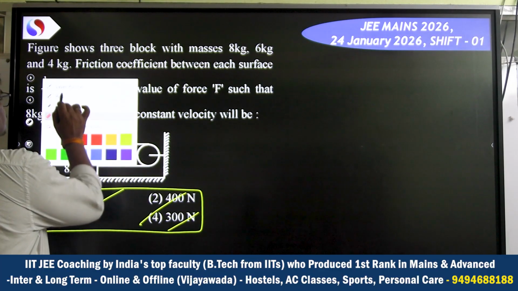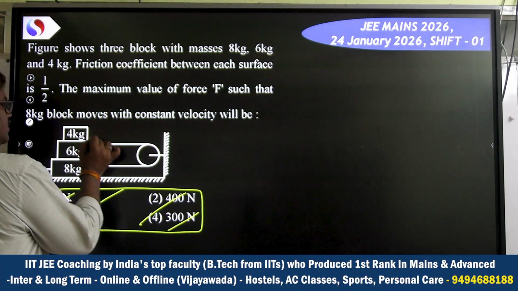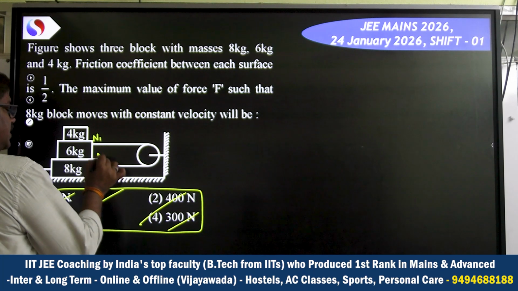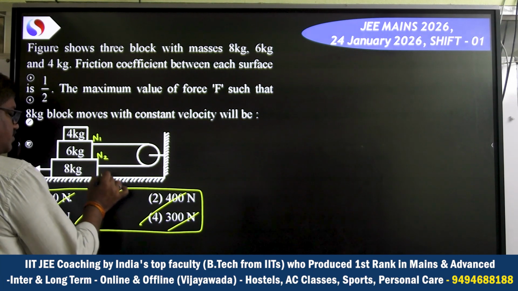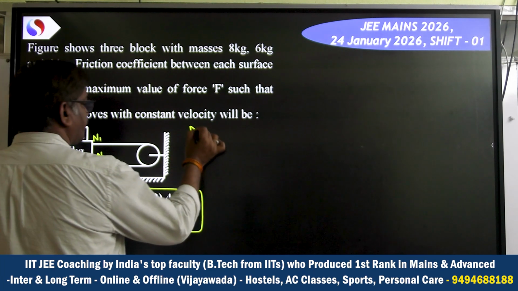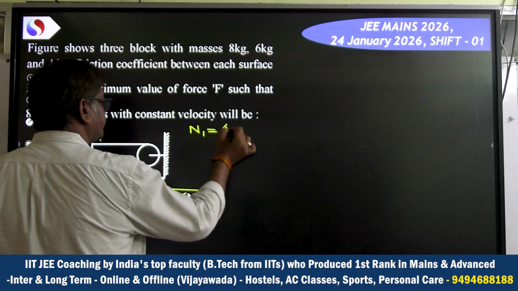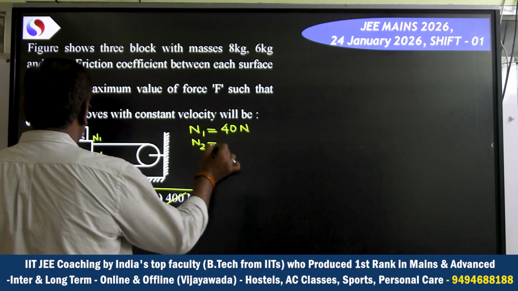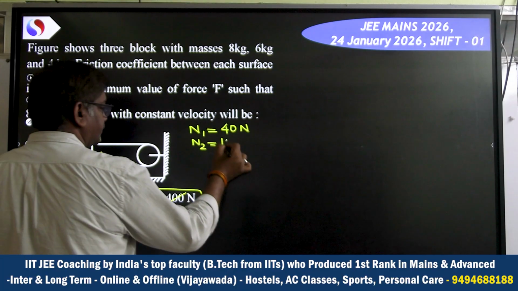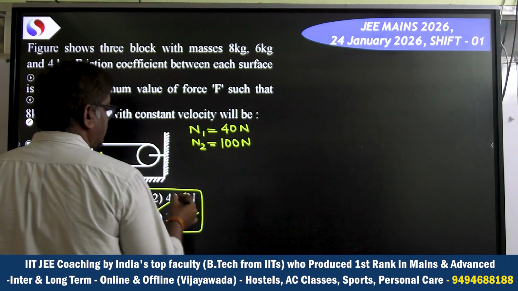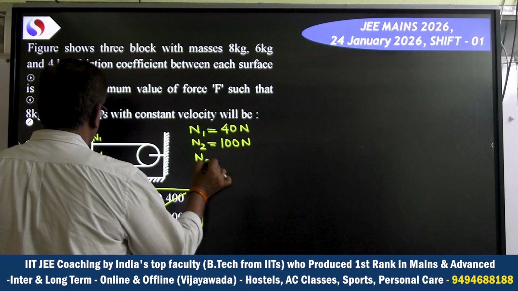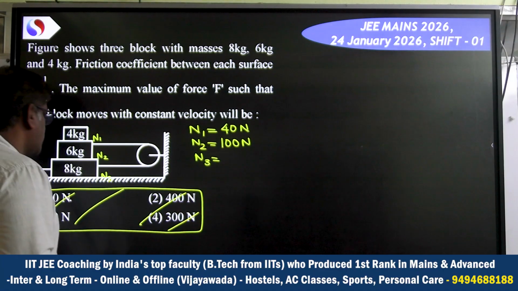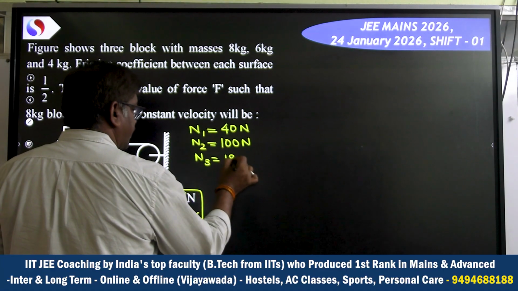Okay. The first normal I will say between 4 kg, 6 kg and then 6 kg and 8 kg, and ground N3. So what is the value of N1? It becomes 40, means 40 Newton. What is the value of N2? It is 6 plus 4, that is 100. 10 kg corresponding to 100. And what is N3? N3 is corresponding to 18, so 180.